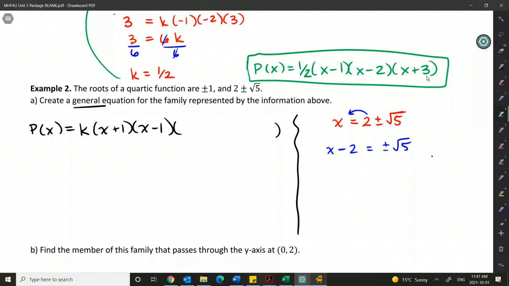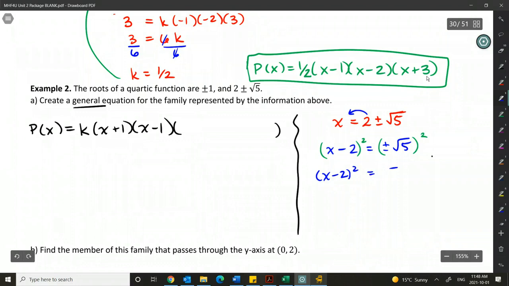How do I get rid of a root? I square it, so we will square to get that 5 out of the root there. We get x minus 2 squared equals 5. A positive squared and a negative squared both give us a positive, right? So this will just cancel out. Okay, and then I will bring this over.